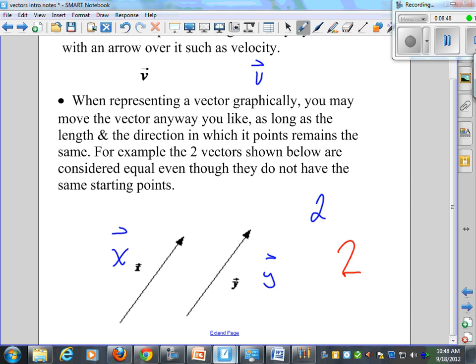Those are equal. They're in different places, different colors, different font, but they mean the same thing. So two vectors can be anywhere on the page, and they are equal. Now that might seem kind of obvious, but it's one of those presuppositions that I need to tell you about, one of those assumptions.